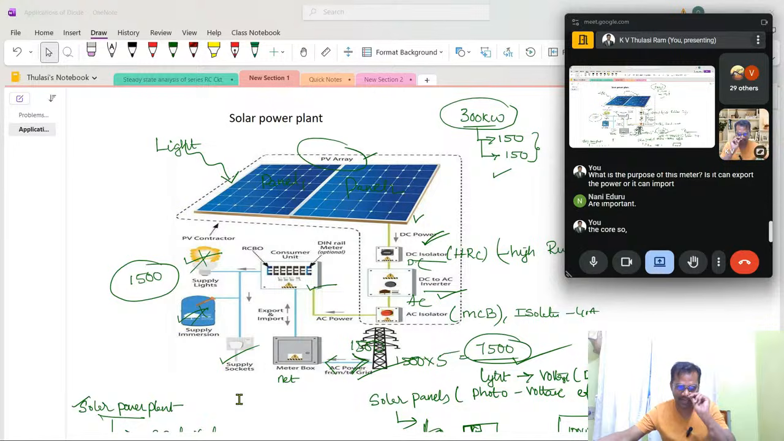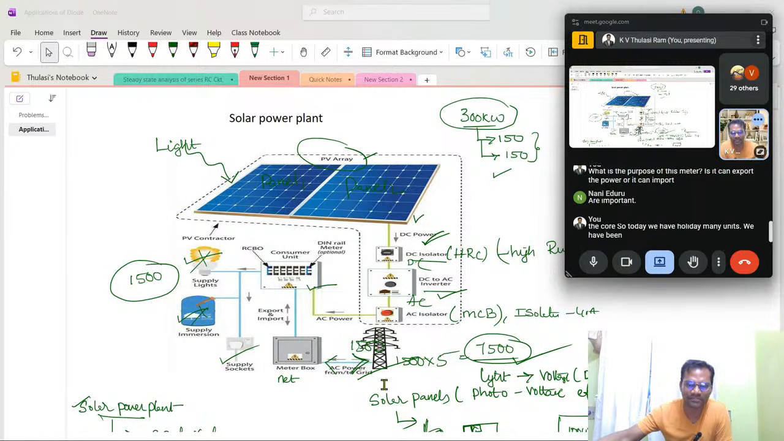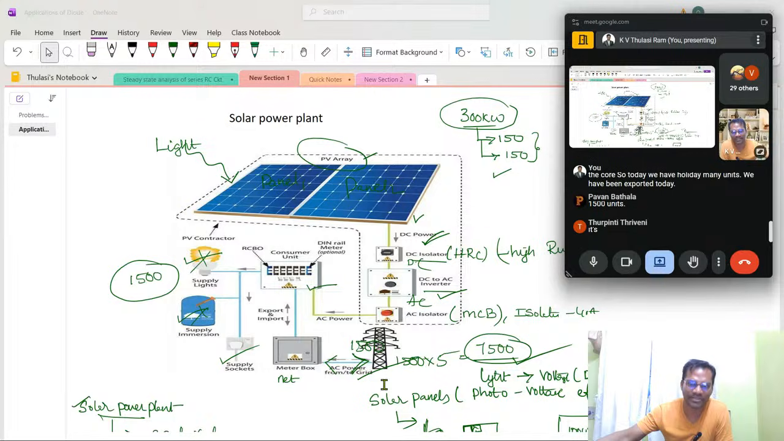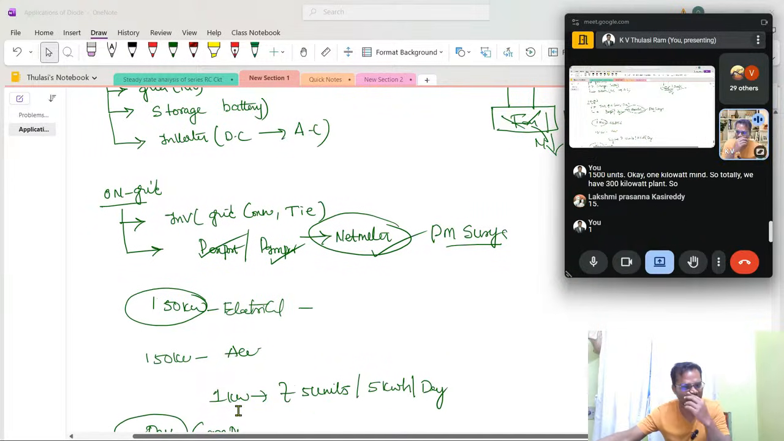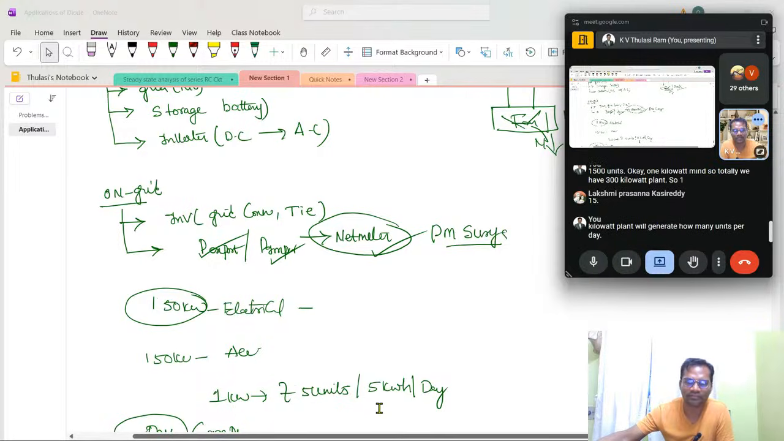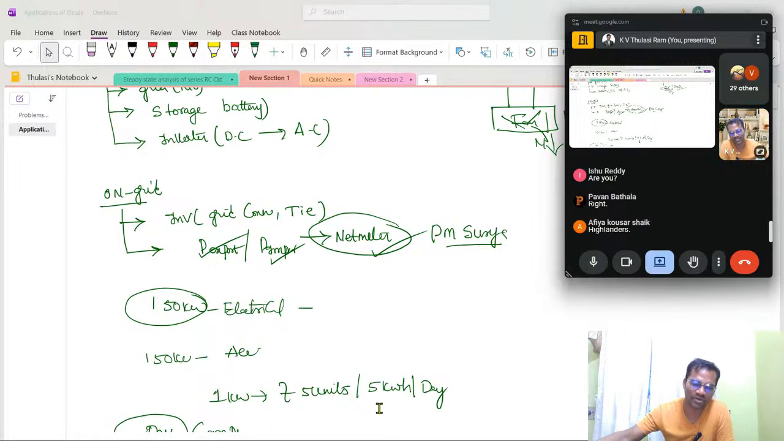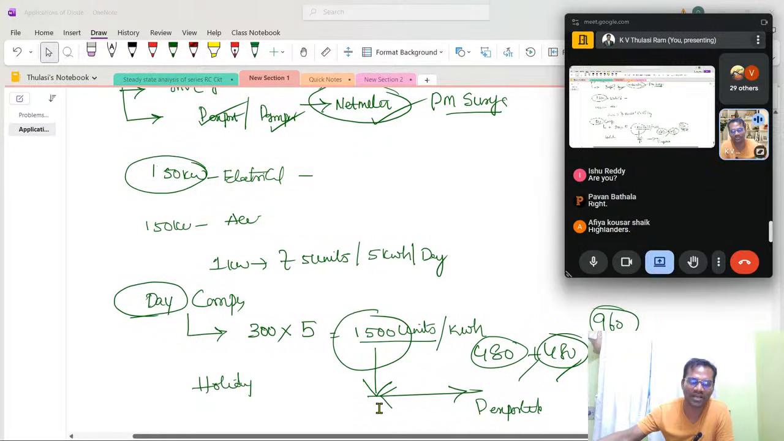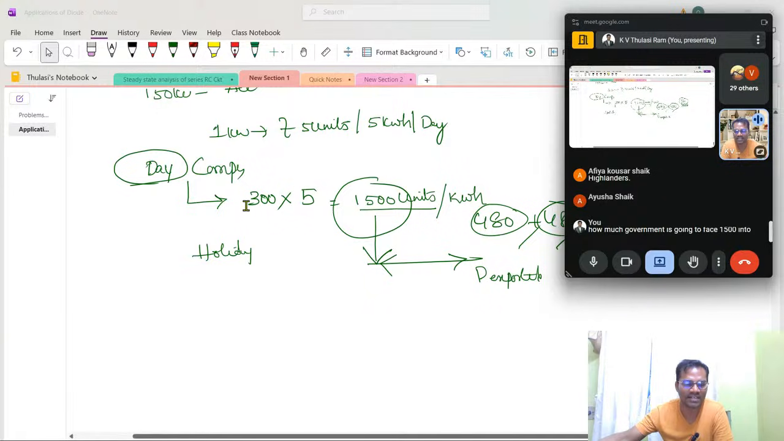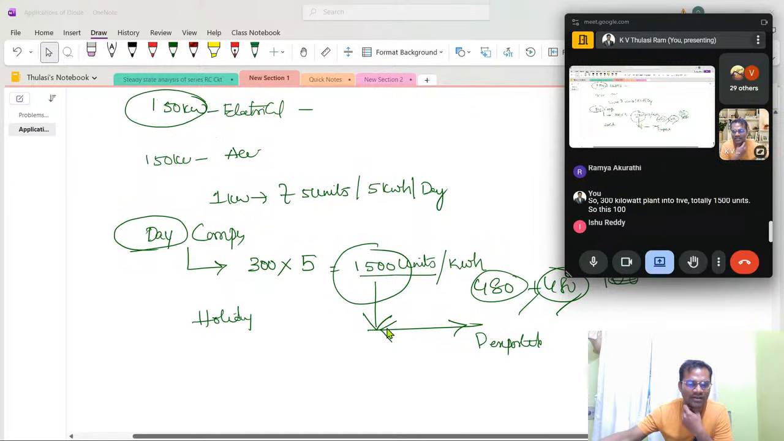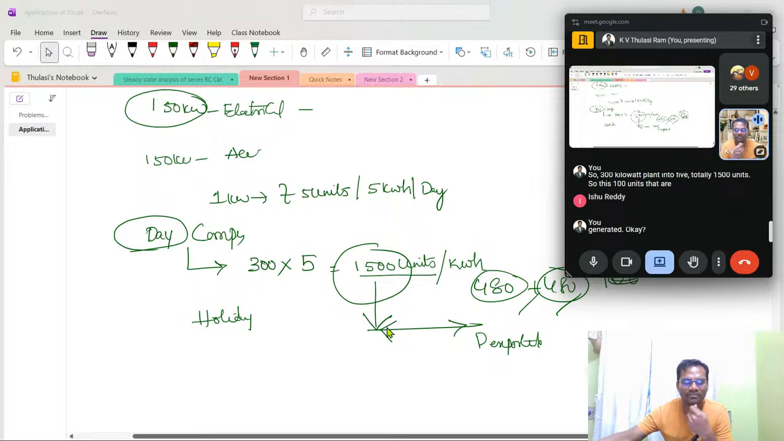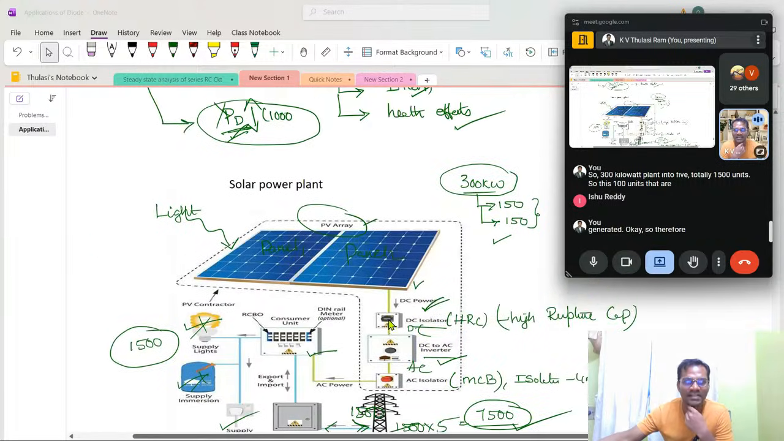Today we have a holiday. How many units have been exported today? 1500 units. We have a 300 kilowatt plant. One kilowatt of plant generates how many units per day? 5 units per day. So 5 into 300 is how much? 1500 units have been generated. So on an average, we have generated 1500 units.